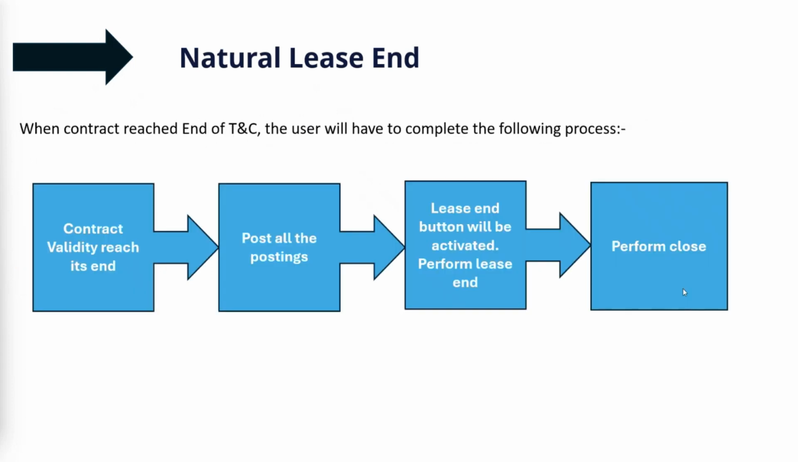When the contract reaches the end of TNC, we need to complete the following process. The first one, the validity of the contract is lapsed. Then we need to make sure we have posted all the postings. Then once we have posted all the postings, the lease end button will be activated, and we perform lease end, and then we perform the close.